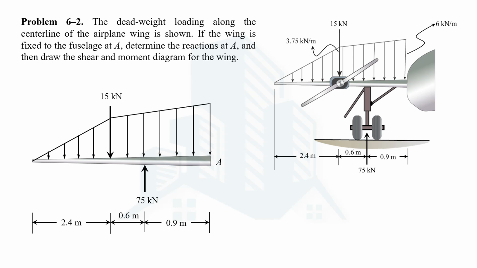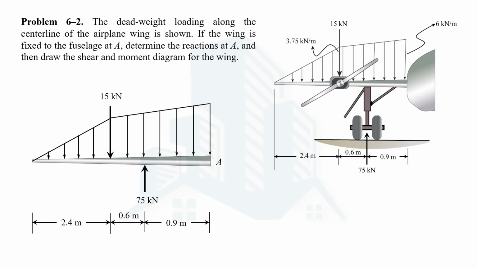The first thing that we are going to do is the reaction at point A. Since this wing is fixed to the aircraft at point A, there will be three different types of reactions: horizontal force, vertical force, and moment. Before we calculate those reactions, we need to convert this trapezoidal loading into point loads, and also the triangular load should be converted into a point load. So let's first convert this trapezoidal load into point loads.